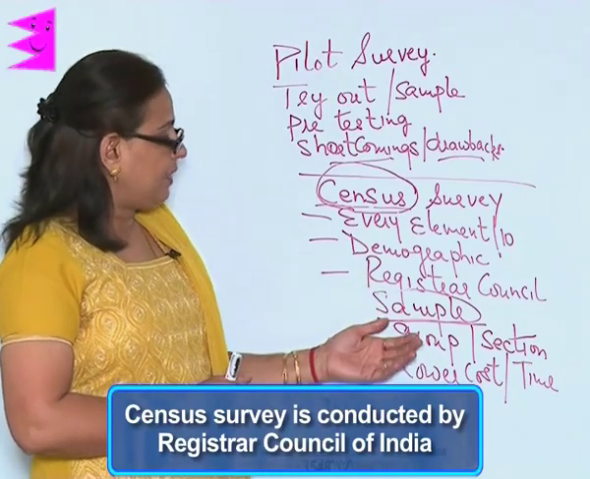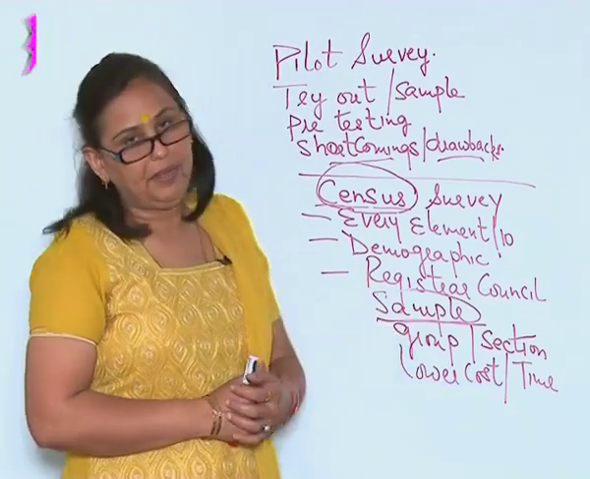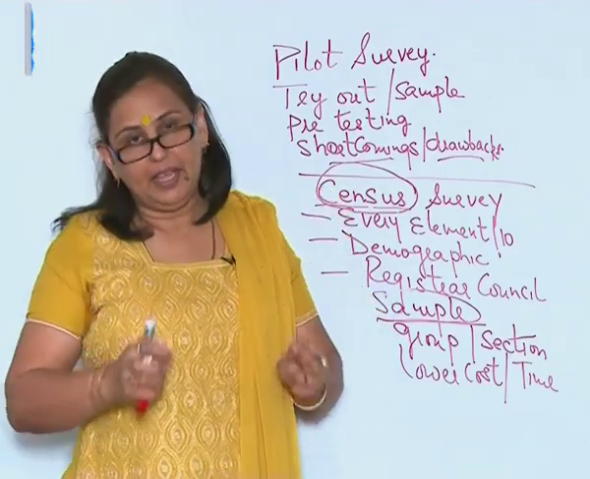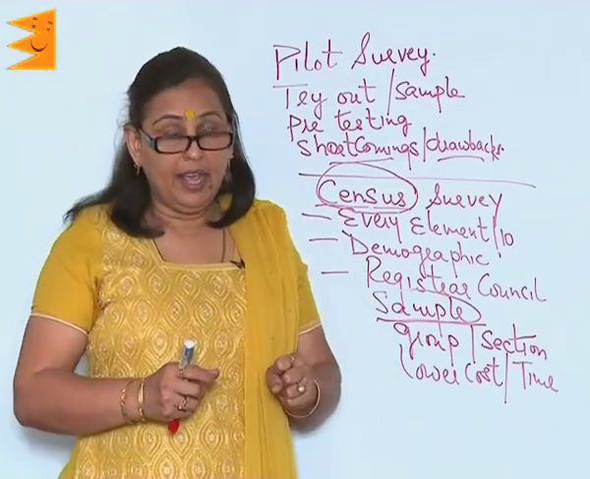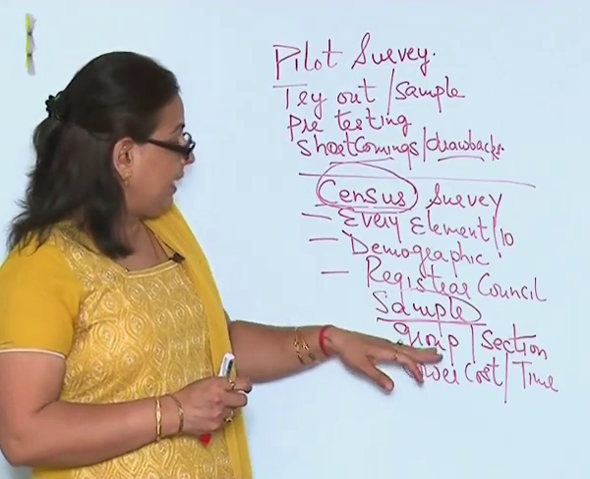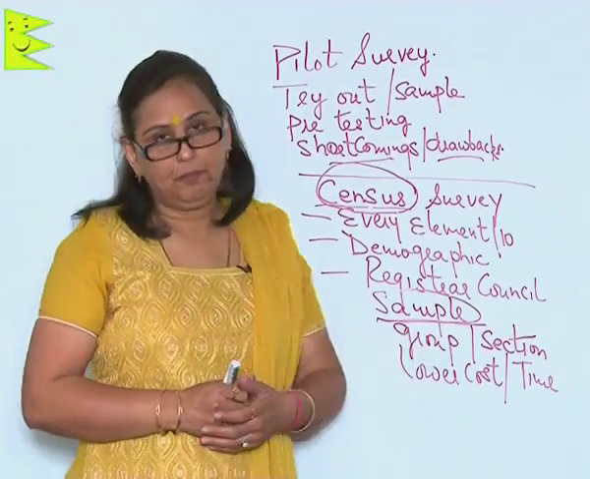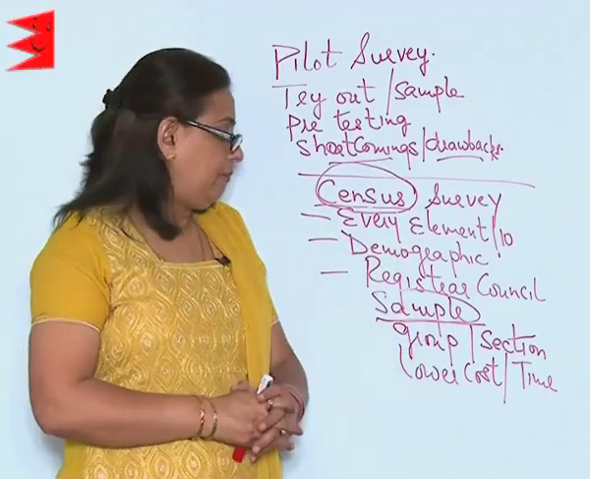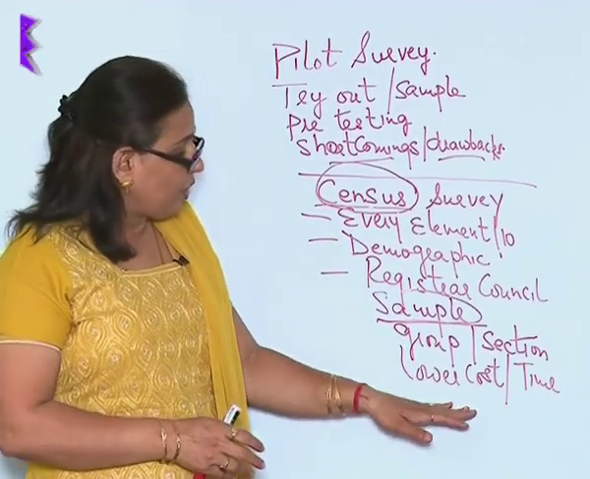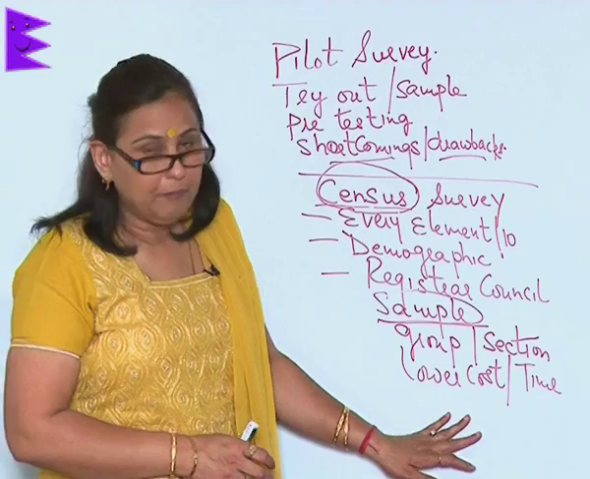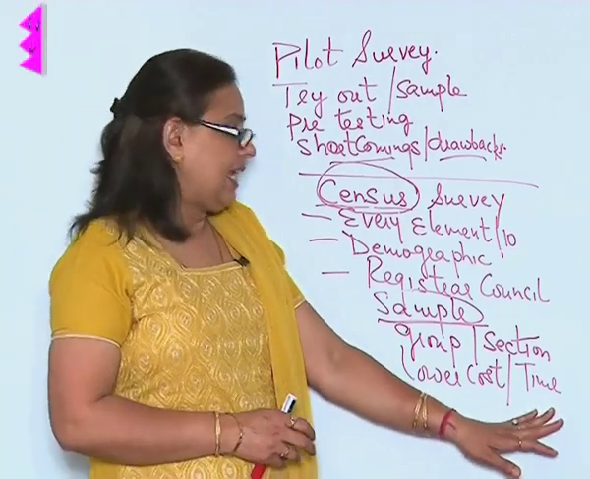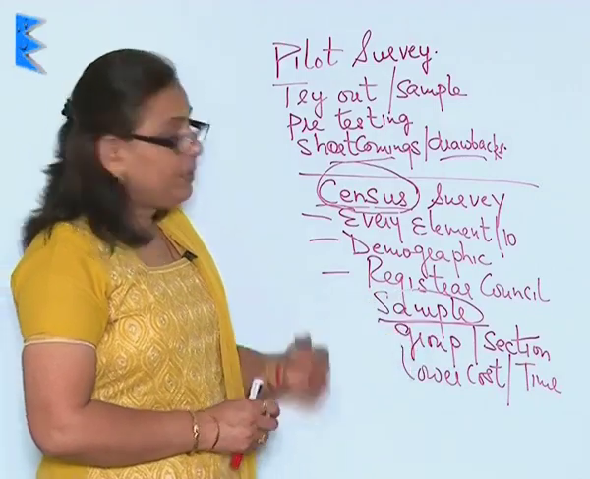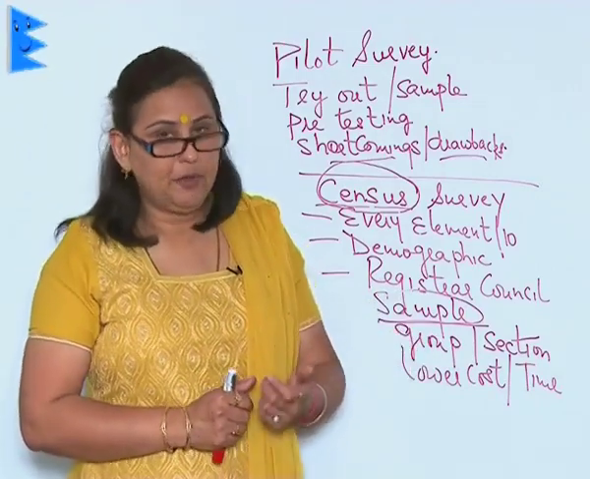The second that we have is the sample survey. When we do not have sufficient means, time, and energy, that is the time we conduct a sample survey. This is done for a group of people, a section of people, and thus the cost which comes out is lower and it is also less time consuming. But this sample survey will have many disadvantages.